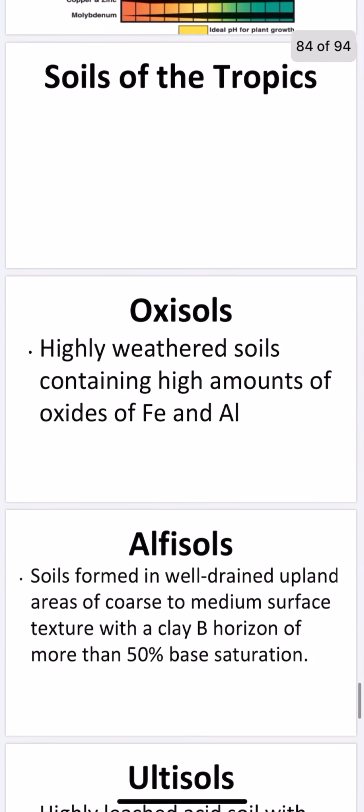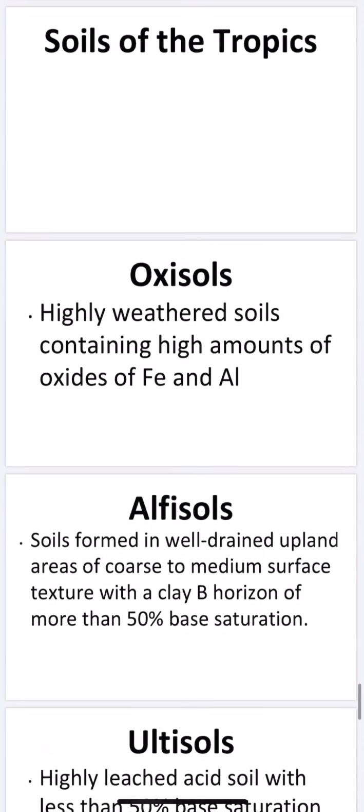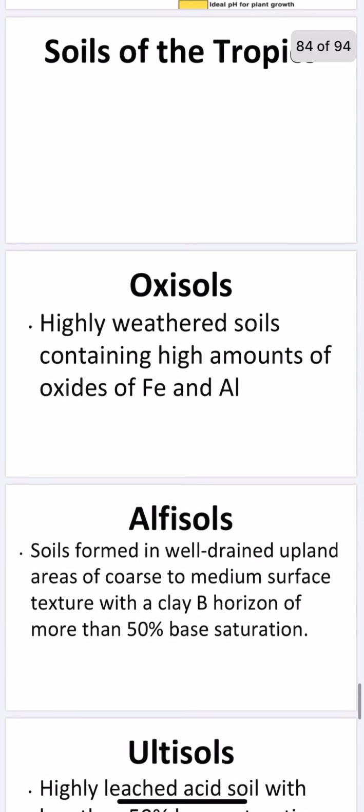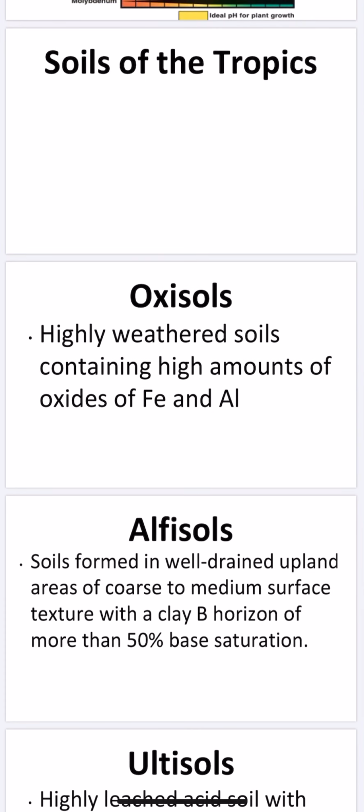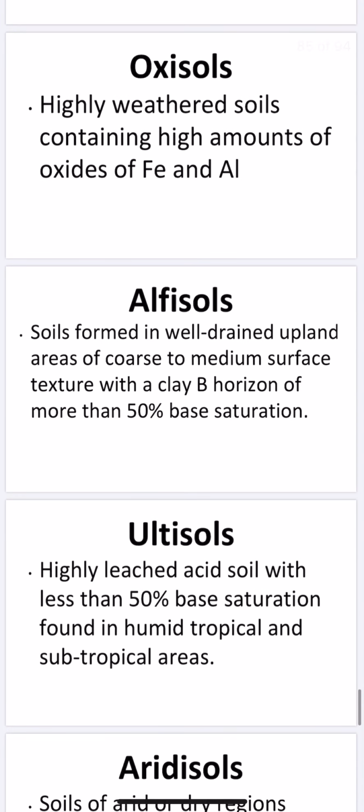So what are the different soils of the tropics? I hope you have heard of the following classification. We have the so-called oxisols. These are highly weathered soils containing high amounts of oxides of iron and aluminum. Oxisols are usually red soils.